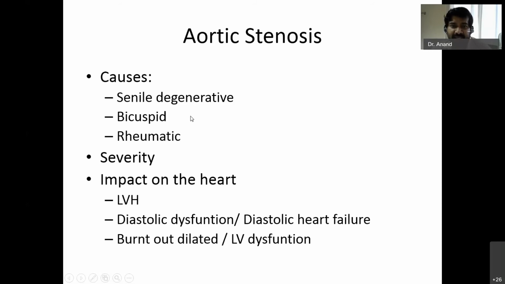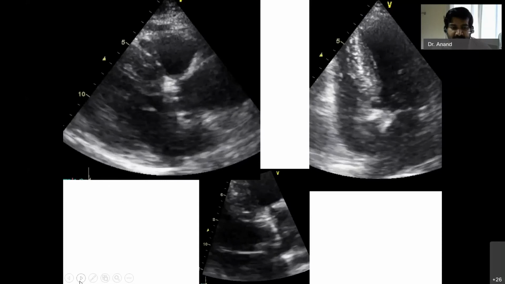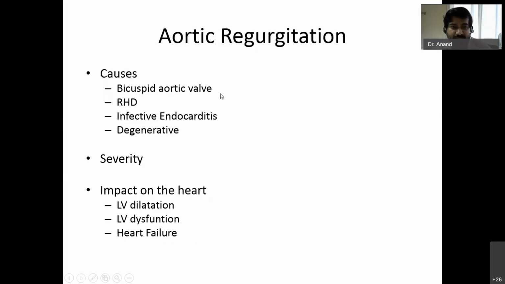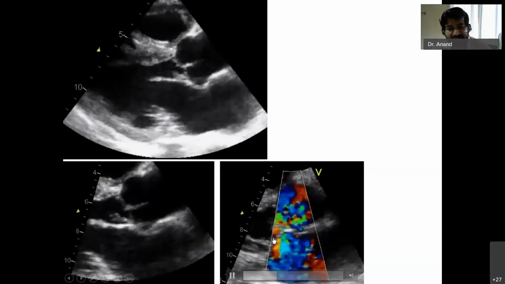Aortic stenosis, again, you want to know the cause of the stenosis. It could be degenerative senile stenosis or a bicuspid or rheumatic valve, and what the impact on the heart is. Echo will quantify the degree of thickness and calcification in the aortic valve, as well as the degree of stenosis. Aortic regurgitation, why is it happening? Either because of a bicuspid valve, a rheumatic valve, or infective endocarditis. Severity of the regurgitant lesion, as well as the impact on the heart. Here again you see a floppy aortic valve with blood leaking back into the left ventricle.